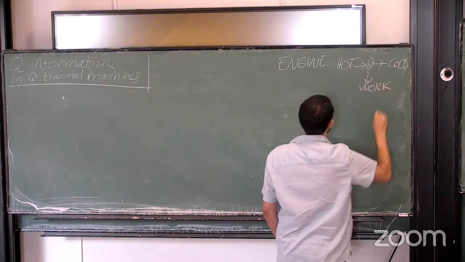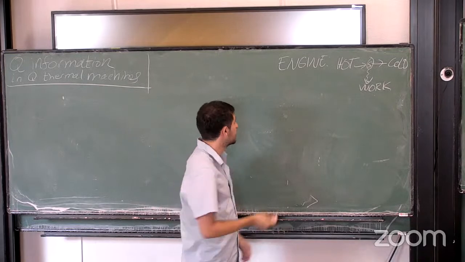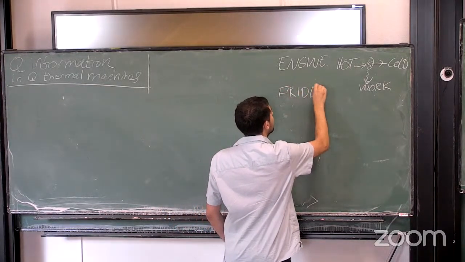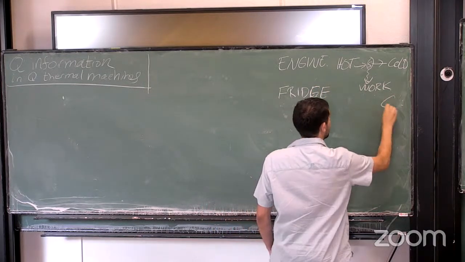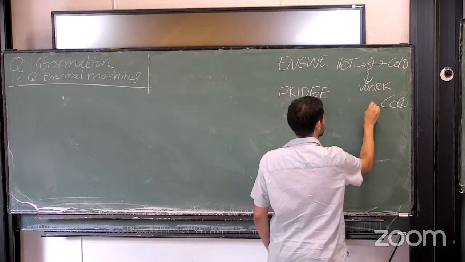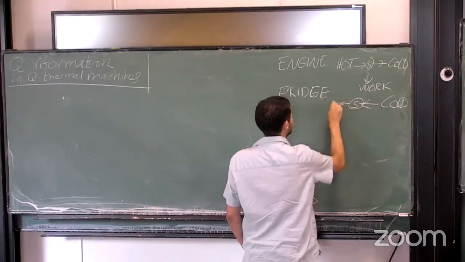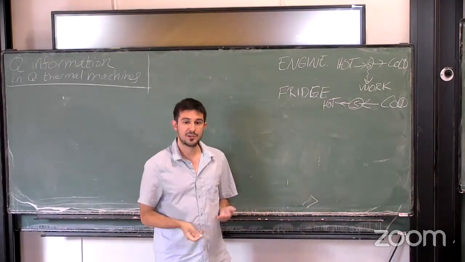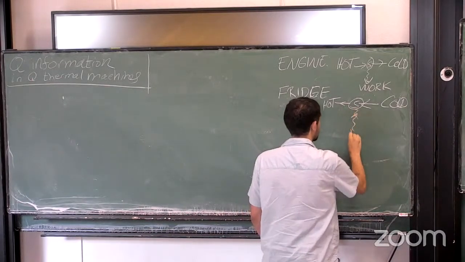If you want to run an engine in reverse, you obtain a fridge. A fridge will then reverse the heat flow. So now it will go from the cold system into the working environment and then into the hot bath. And of course, this cannot happen spontaneously because of the second law. So to make it happen, we need to now input some work in the process.